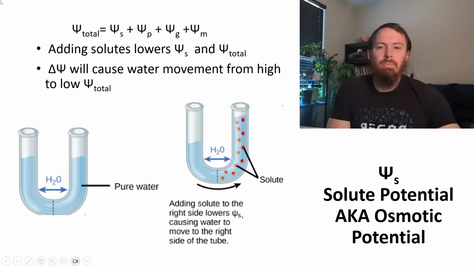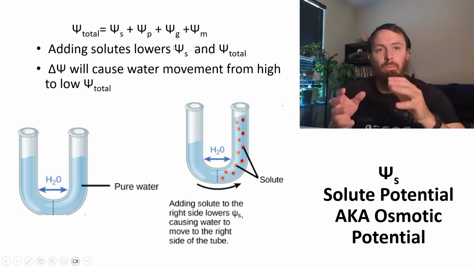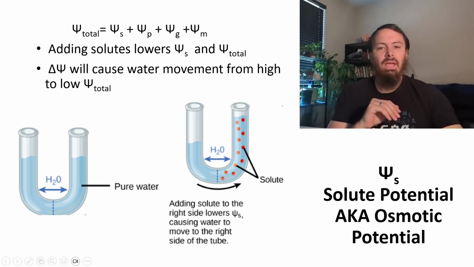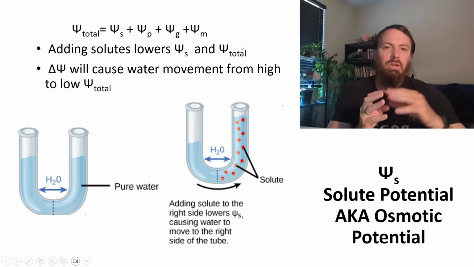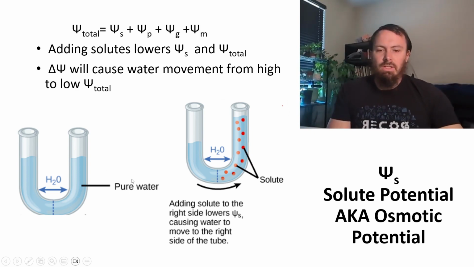Okay, so remember, here's our equation. The total water potential equals solute potential plus pressure potential plus gravity plus matric, right? So adding solutes lowers solute potential because it's taking up more of those bonds. So more of that potential energy is decreasing. And the total water potential here will go down as well, assuming nothing else accounts for it, and normally it won't. So let's look at this example.